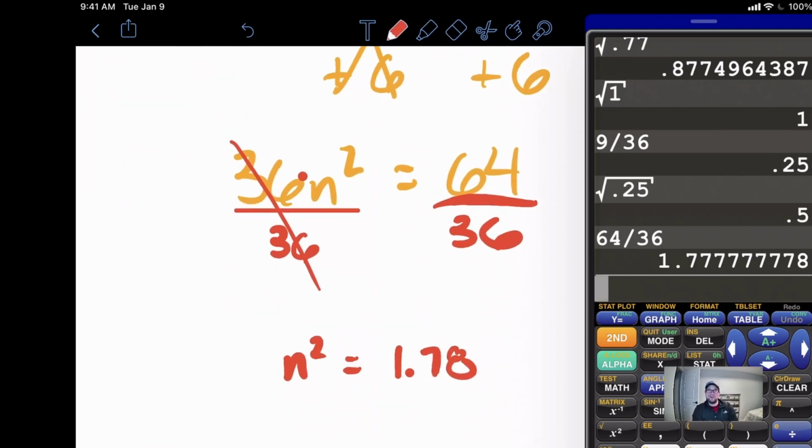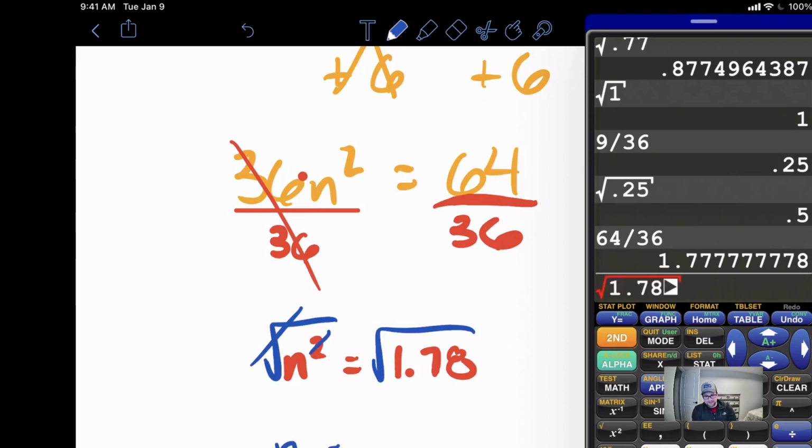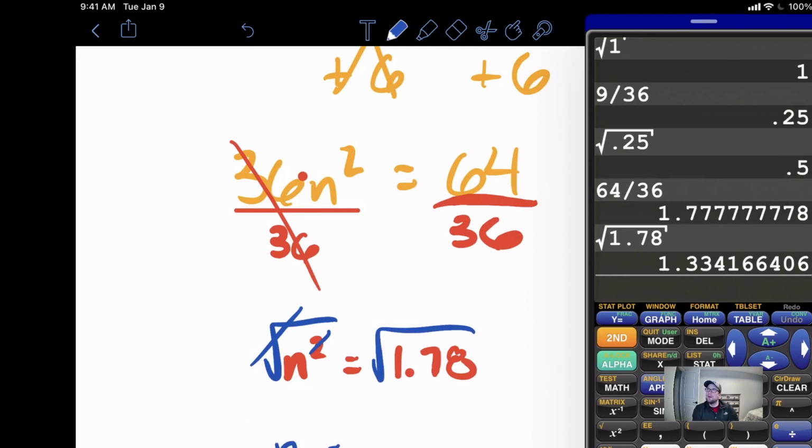And we're not quite done yet, right? We haven't gotten n all by itself. It's still n squared. So this is when we want to take the square root of both sides. Remember, square roots and squares cancel each other off, so I'm just going to be left with n. Now, the square root of 1.78 is 1.334. 4 is not big enough to round that up, so we're just going to chop it off, and we are calling that good. Nice job, guys.